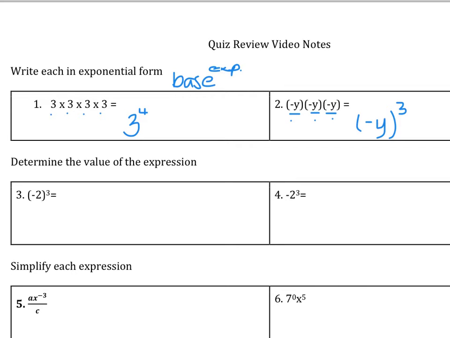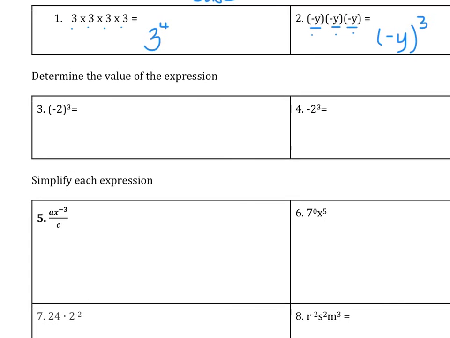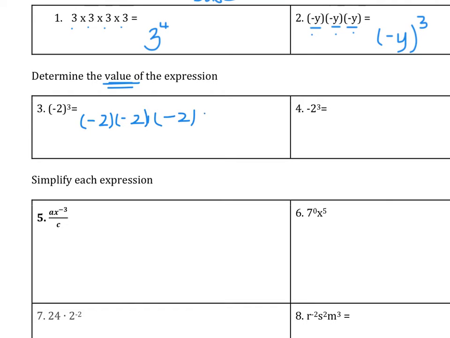So in numbers 3 and 4, it's asking us to find the value of the expression. So if we write this out the long way in expanded form, which is negative 2 times negative 2 times negative 2, it's asking what the value of that is. So we're going to multiply negative 2 times negative 2, and we get a positive 4. And positive 4 times negative 2 is a negative 8. So the value of that expression is negative 8.